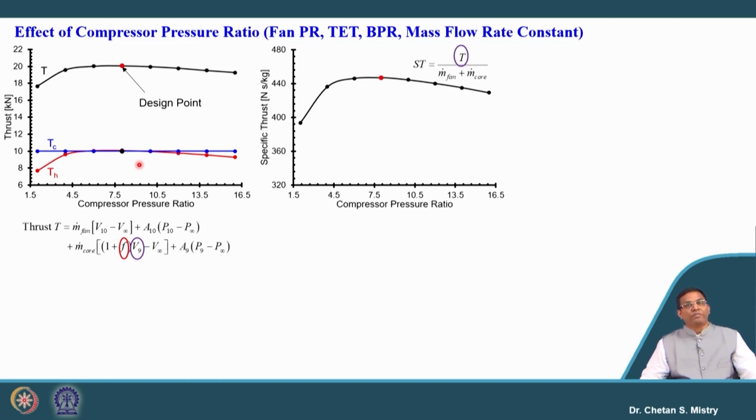In line with that, the specific thrust is majorly contributed by thrust, because my mass flow rate remains constant. Okay.